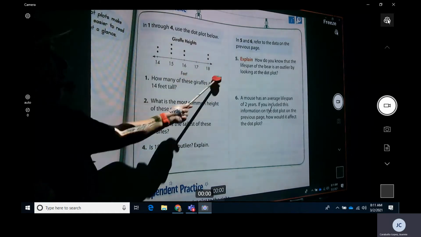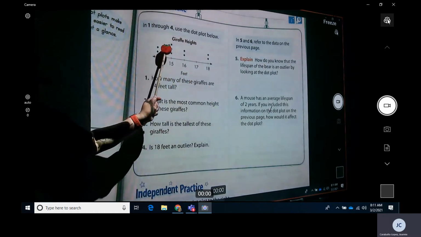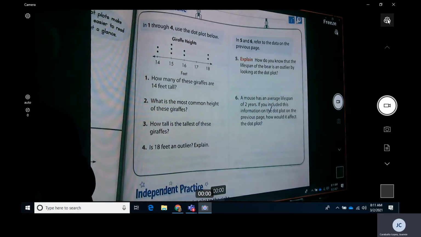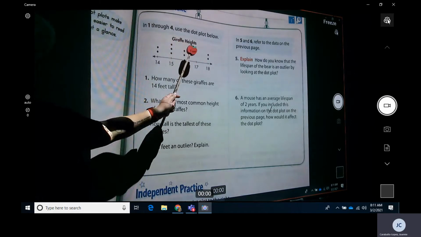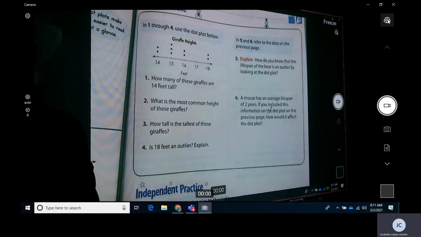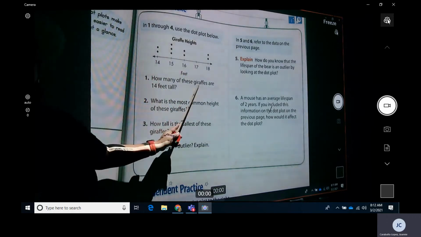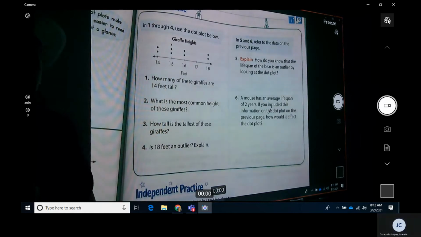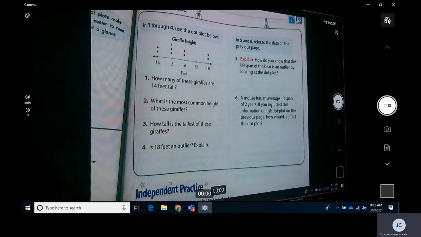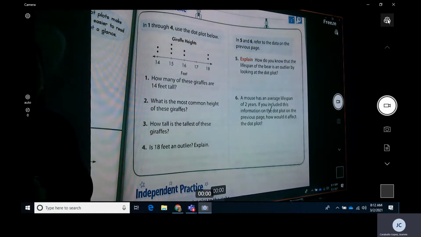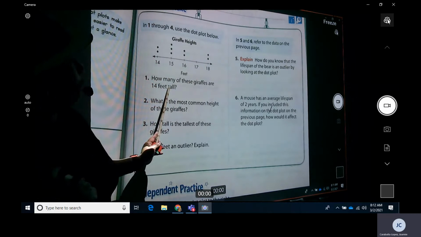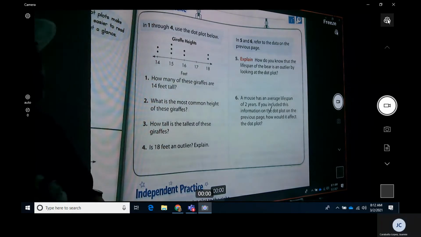Where's my dot plot? Here, right? What do these dots represent? Giraffes, not people, because my title says giraffe heights. Would it be people? No. We're talking about the animal that's called a giraffe. Now, these numbers, what are they? What metric system? Feet? Exactly. How many giraffes were 16 feet? 2. How many of the giraffes are 14 feet tall? What's my answer? 2.